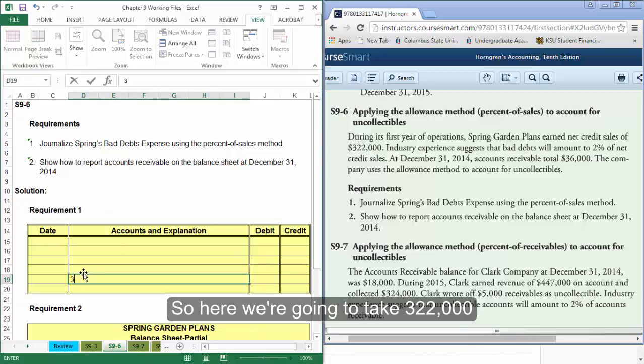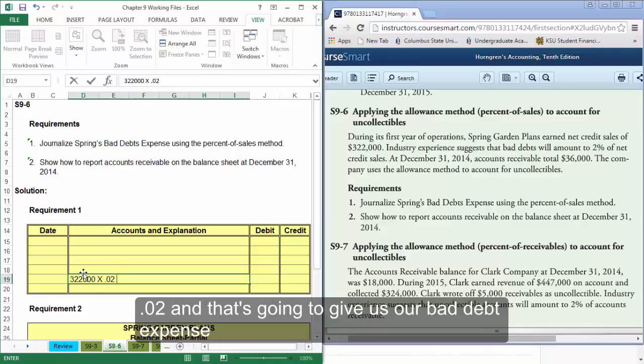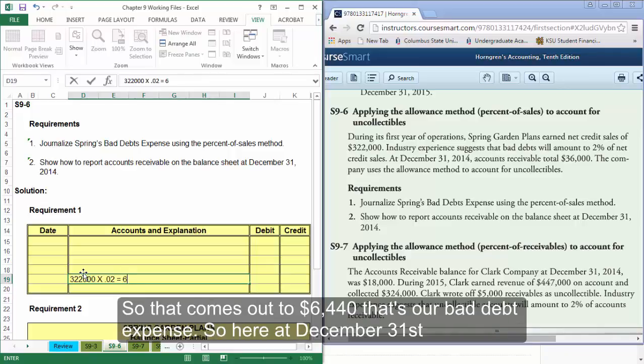So here we're going to take $322,000 times 0.02, and that's going to give us our bad debt expense. So that comes out to $6,440. That's our bad debt expense.